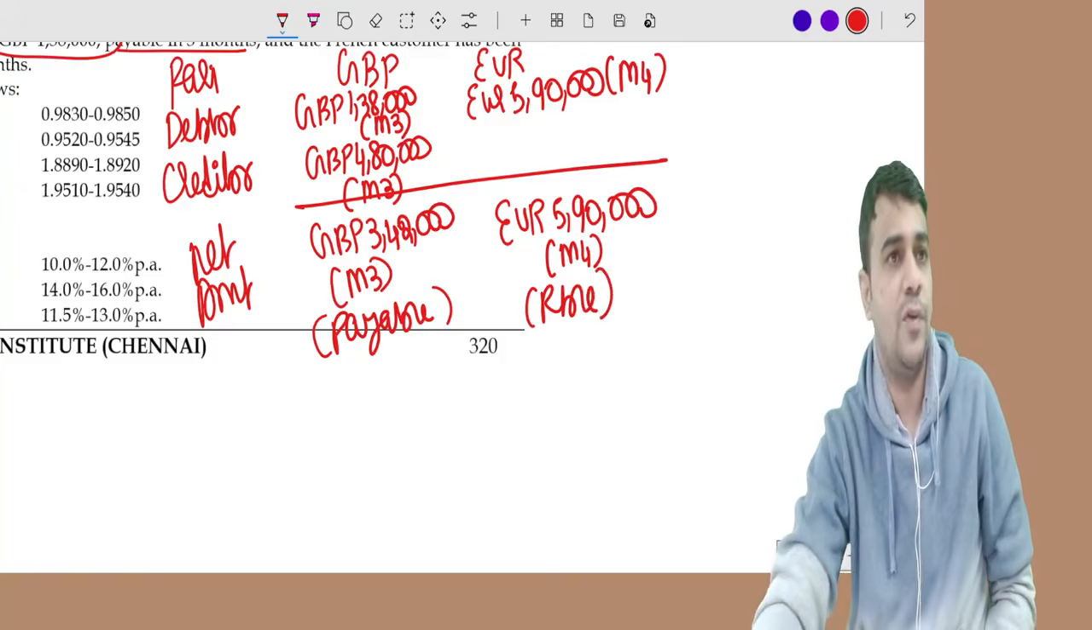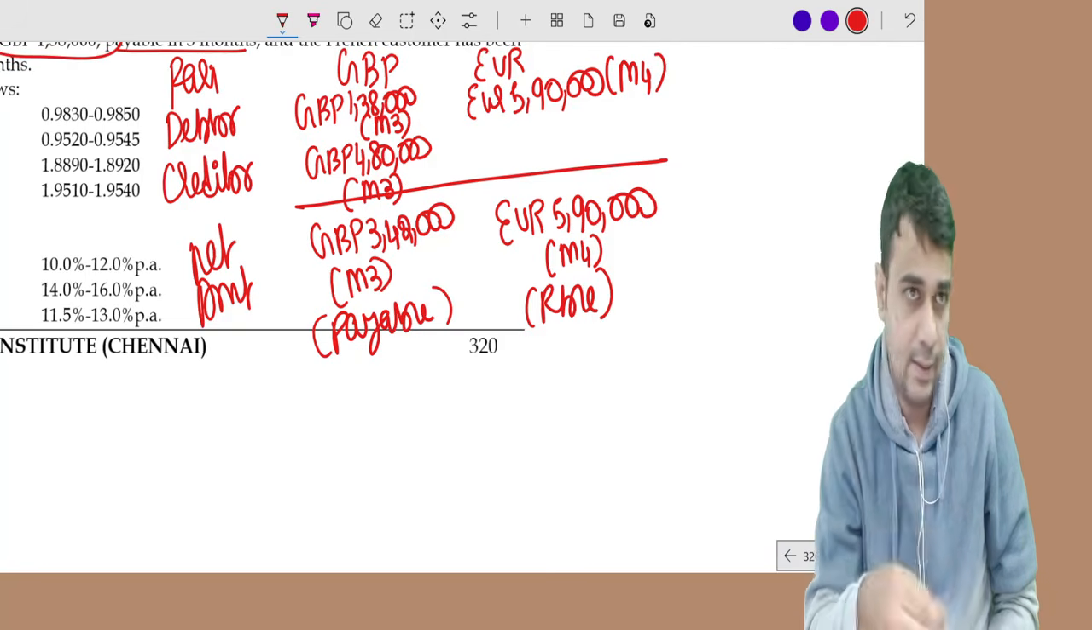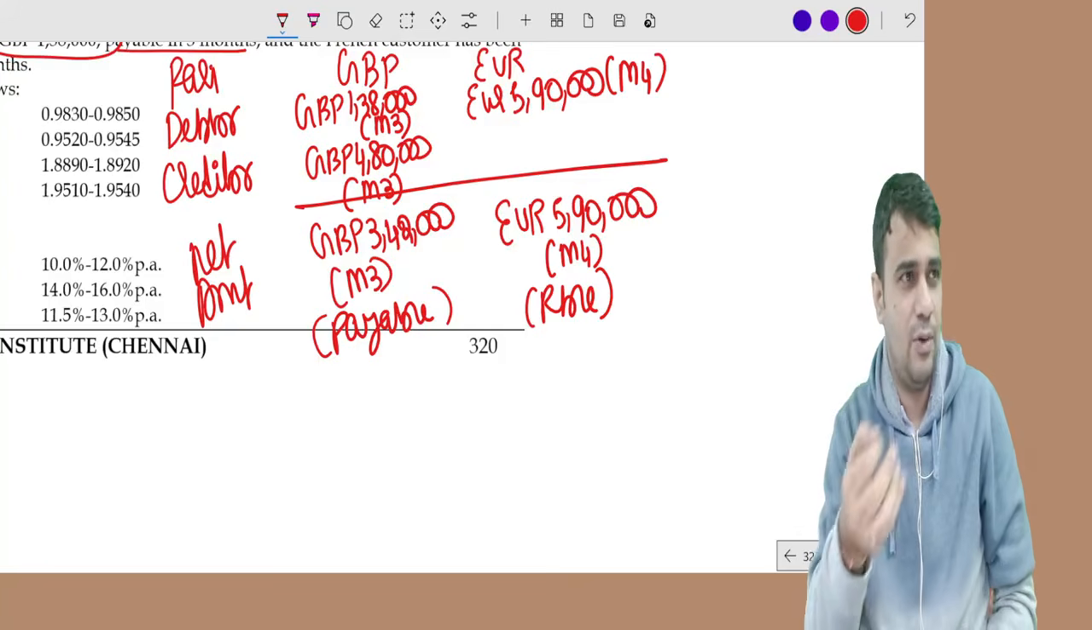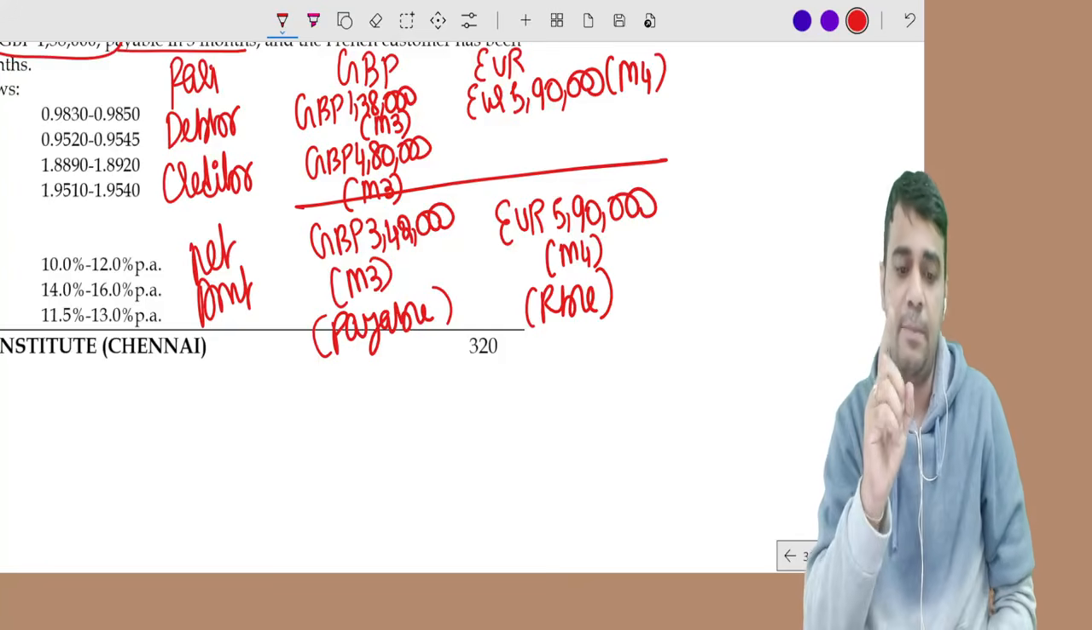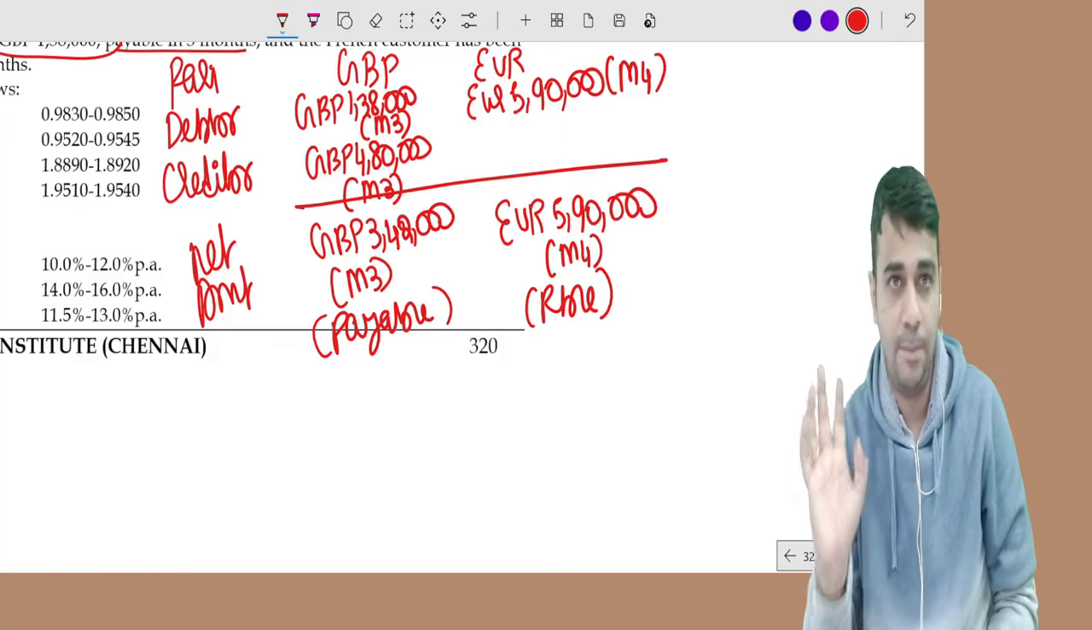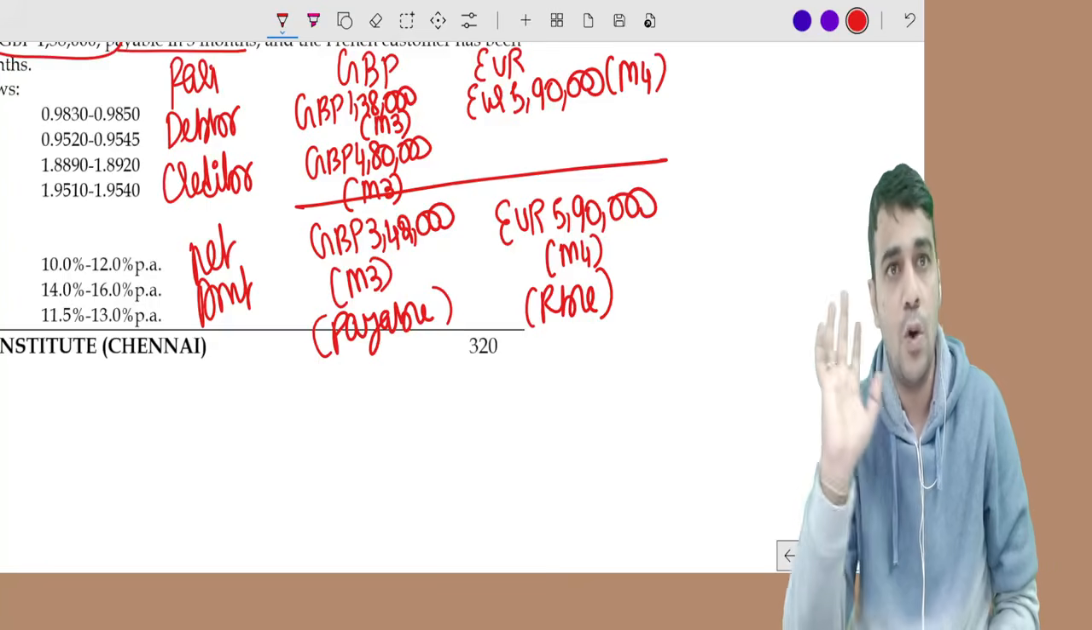First we will do it for payable, which is a little tricky. Then we will do it for receivable. Both are the same only. Logically you will have to do the steps, that's all. So there is a month 3 payable of how much? 342, net of 342.